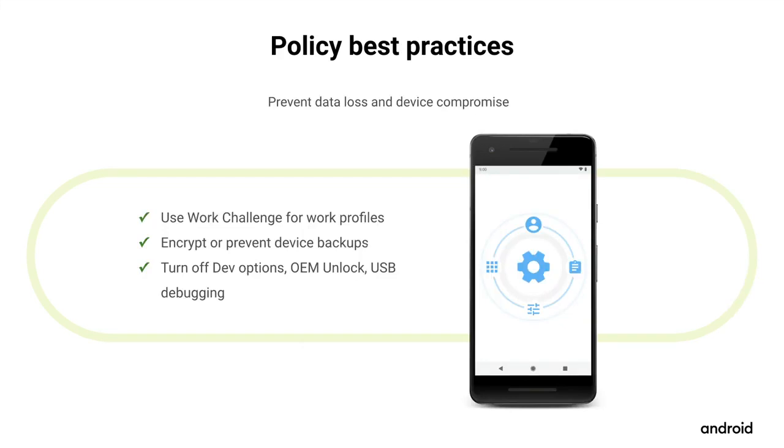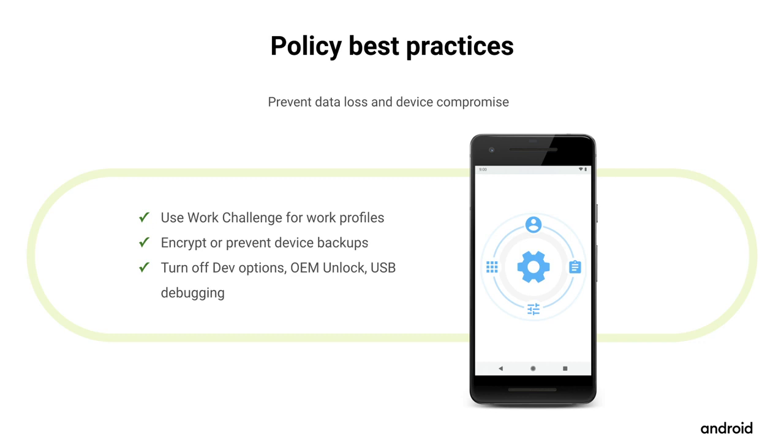A couple of policy best practices, again, not passwords or screen capture, but some things that are commonly overlooked. Use work challenge on devices that have a work profile and a personal profile. A work challenge does two things. One is it can require a separate, stronger passcode or password to get into the work applications. And more importantly, it creates another encryption key and encrypts the work data differently than the personal side. This gives you a stronger separation of data when you use work challenge.